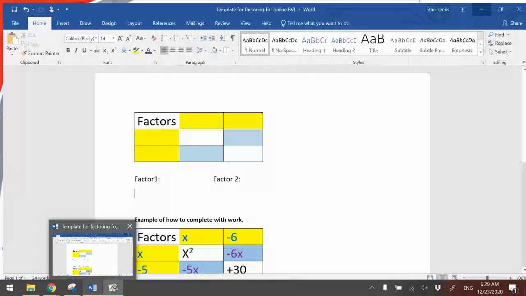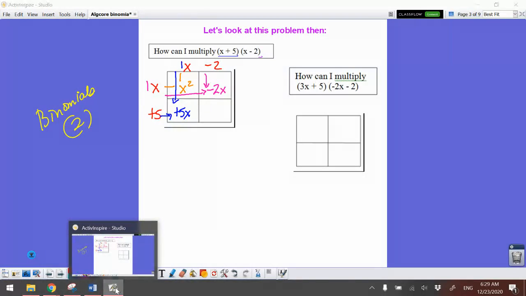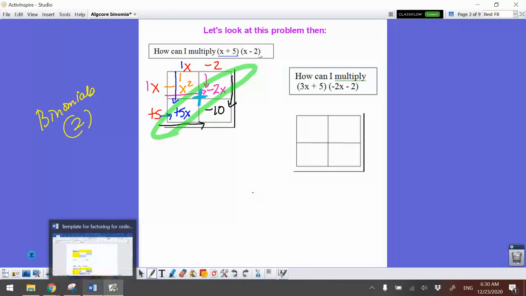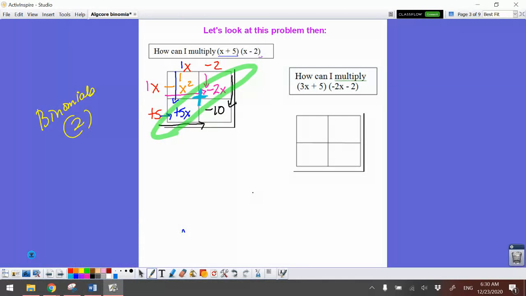And last but not least, let me get back to my right screen here. Last but not least, I need to pull my last term, which is the positive 5 times the negative 2, which is going to give me a negative 10. Okay? Now, what I want you to see is right here on the diagonal. So right here in the middle is a giant plus sign. And I see that on the diagonal, those are like terms.